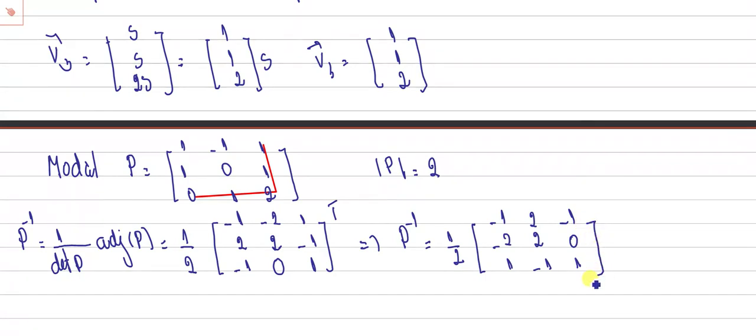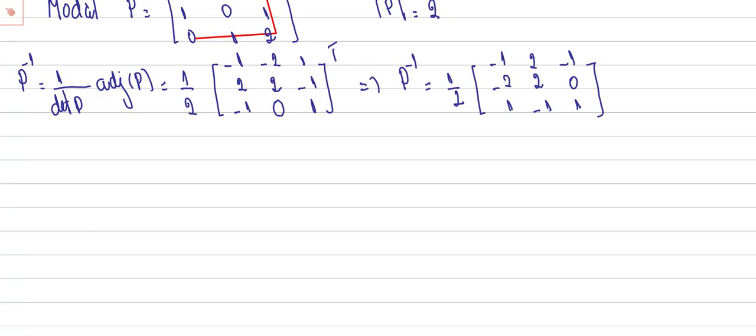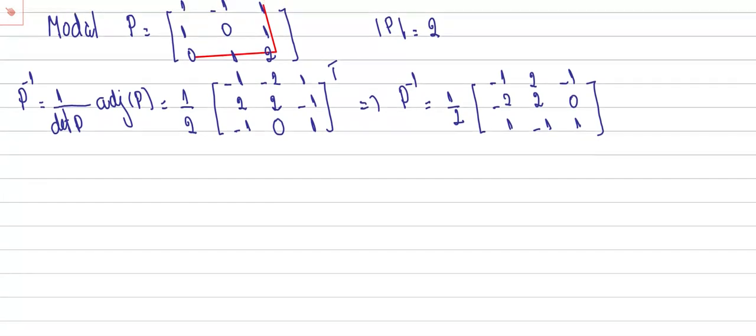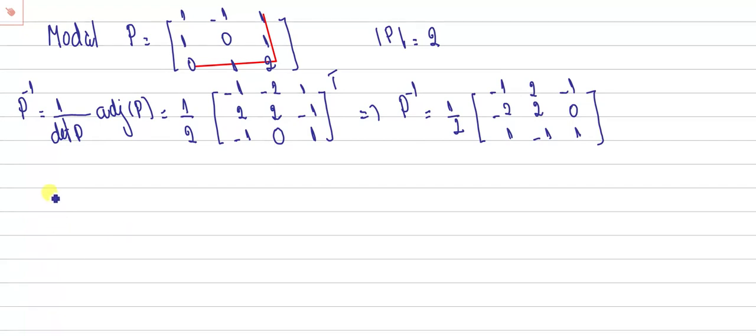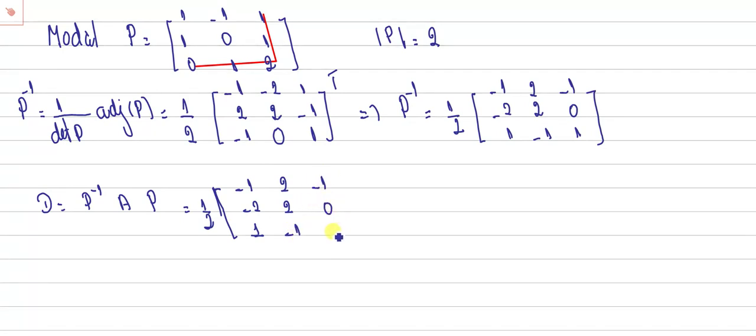Now we find D. Just to write P in here. Our D is equal to P power minus 1, A, and P. So I write this one 1 over 2, P power minus 1: minus 1, minus 2, 1, 2, 2 minus 1, minus 1, 0, 1.